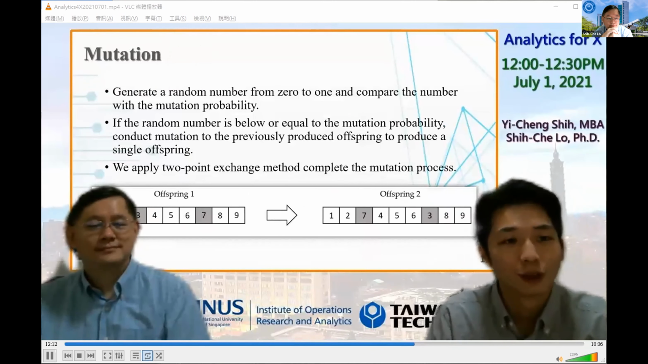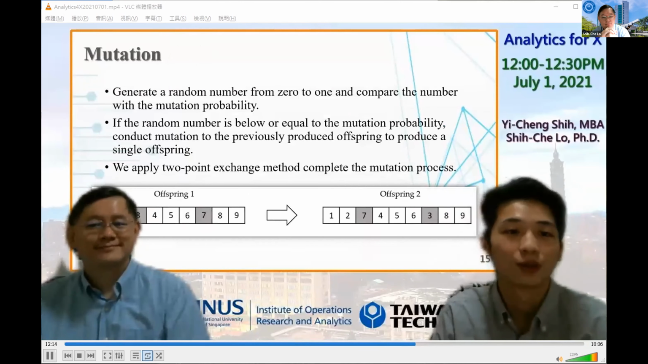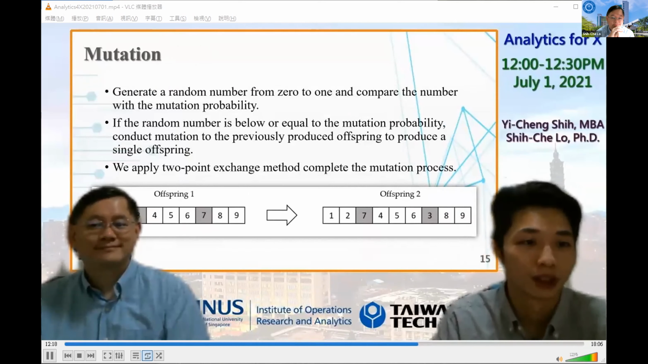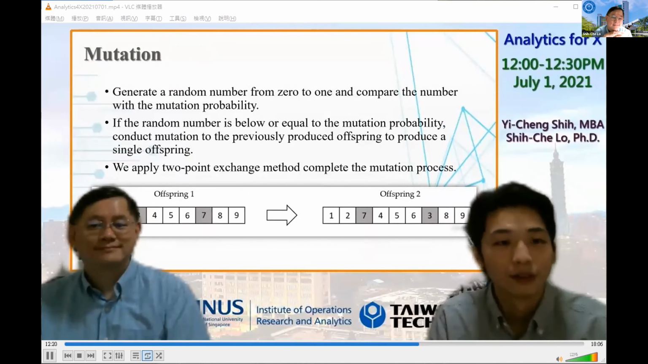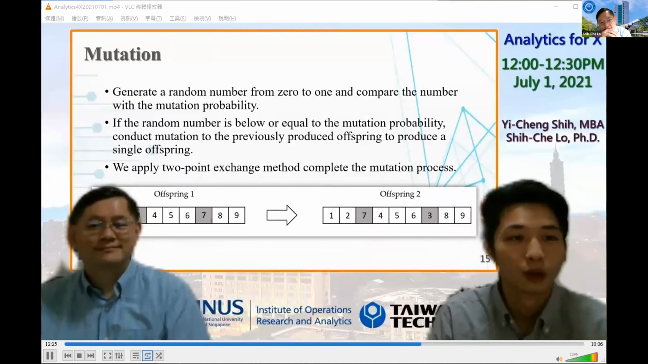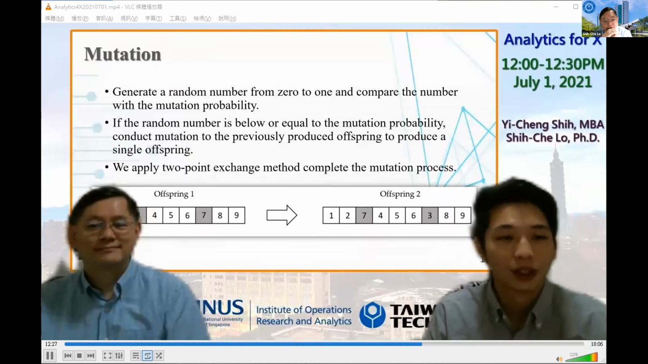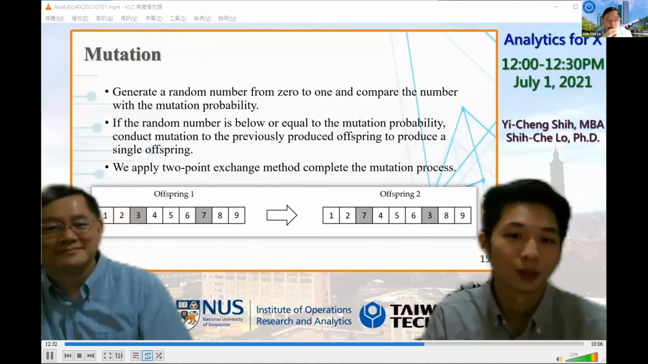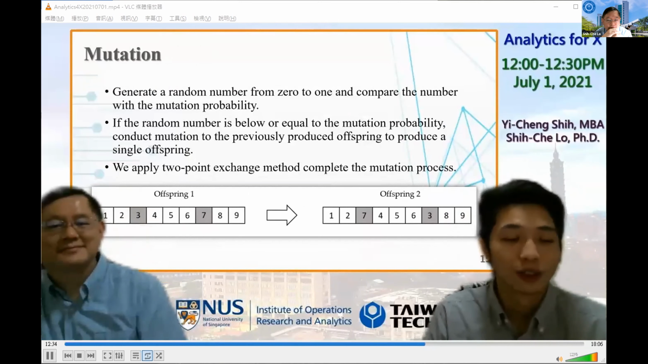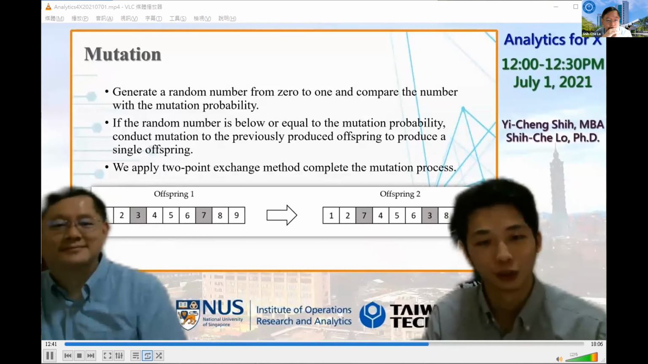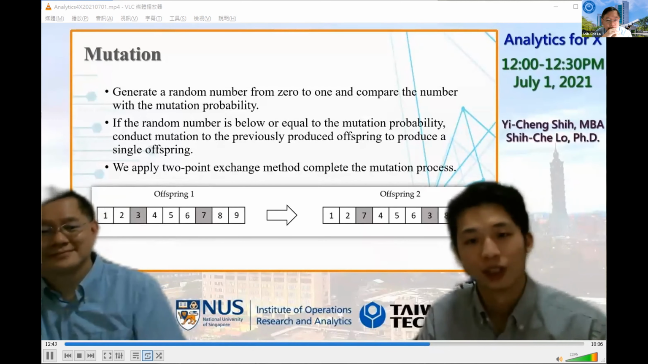And for the mutation part, we will first generate a random number from 0 to 1 and compare it to the mutation probability we have set. If the random number is below or equal to the probability, we will do the mutation process. In this research, we apply the two-point exchange method to complete the process. That is, randomly choose two positions of the sequence and exchange the elements of the positions, and we will get a mutated offspring.